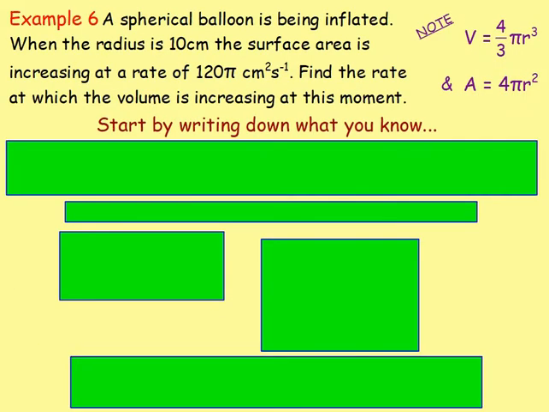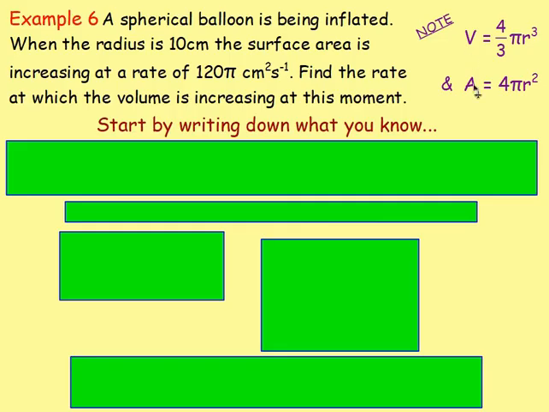Example 6. A spherical balloon is being inflated. When the radius is 10 centimetres, the surface area is increasing at a rate of 120 pi squared centimetres per second. Find the rate at which the volume is increasing at this moment. And we are told the volume of a sphere and also the formula for the surface area as well. So this is given. So we need to write down what we know.